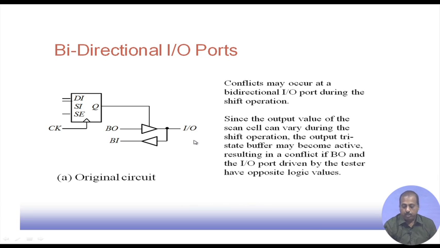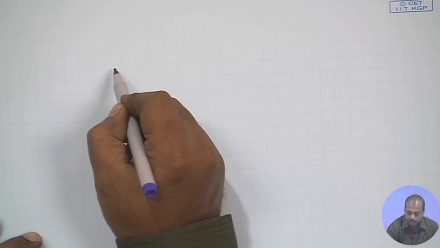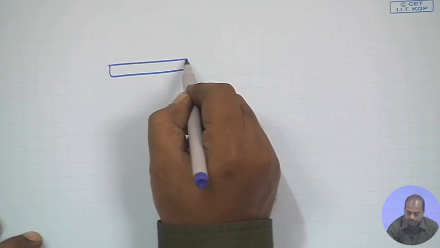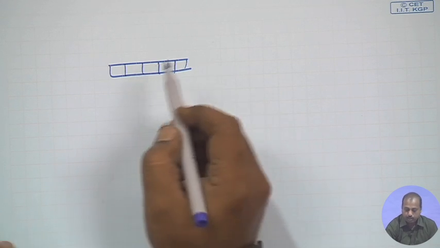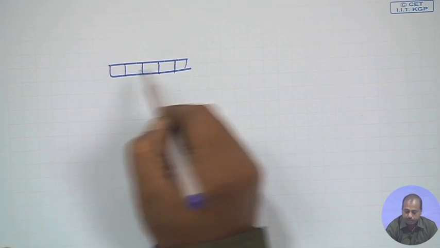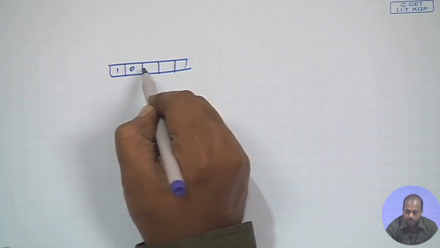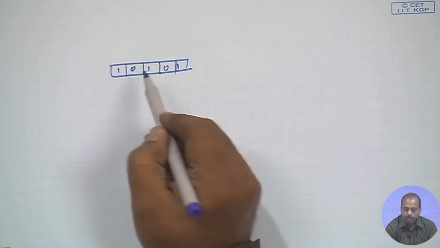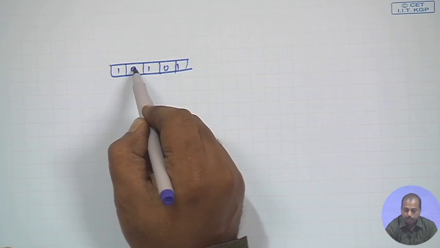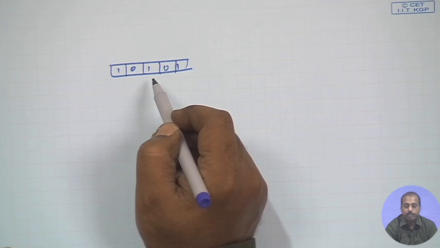What we mean is that I have a number of scan cells. We are trying to set up this scan chain to some value, maybe 1 0 1 0 1, but when it is shifting, each of these cells sees the values of ones and zeros.